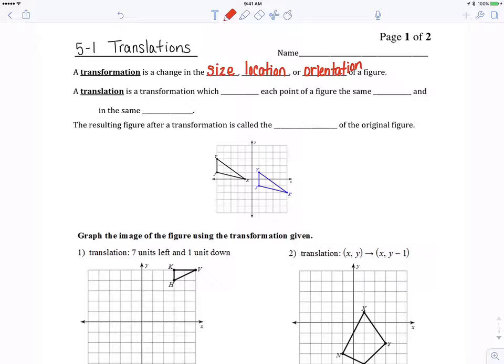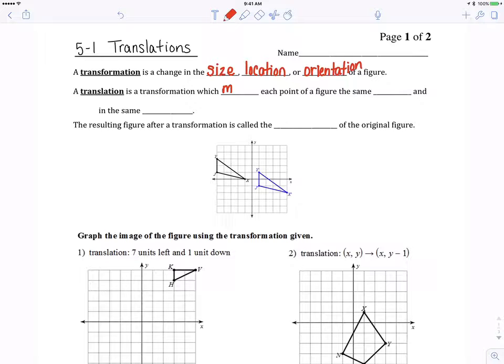If we change the location, we're sliding an object. If we change the orientation, we're either flipping it over or we are rotating an object. So today we're just going to focus on translations. So translations are often called slides. So translation is a transformation which maps each point of a figure the same distance and in the same direction.